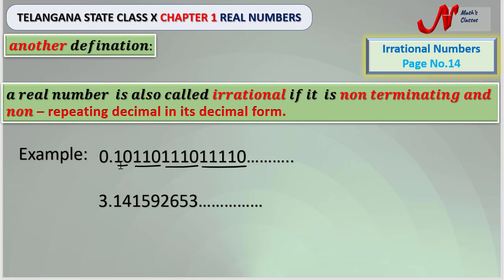Another example, 3.141592653 and so on. Here this number also does not have any repeating digits, and it is non-terminating. So these numbers are also called irrational numbers. So an irrational number can also be defined as a decimal number which is non-terminating and non-repeating in its decimal form.